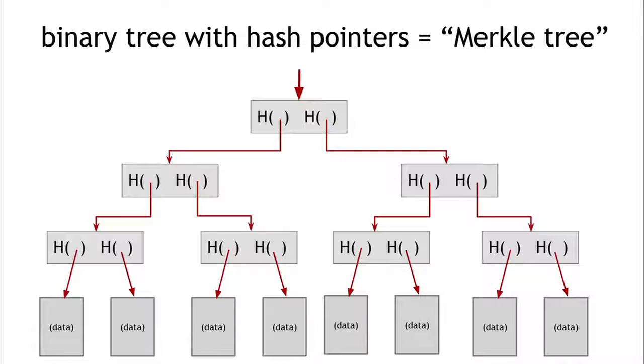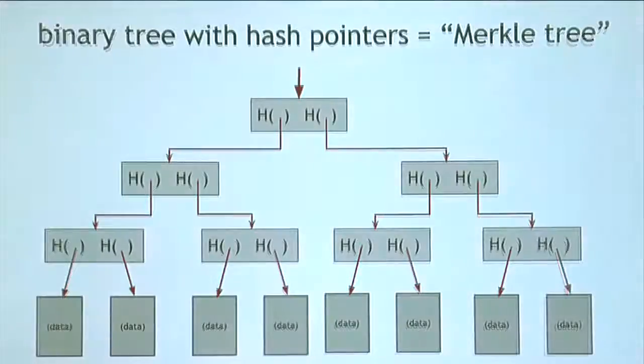Now, another useful data structure that we can build using hash pointers is a binary tree. We can build a binary tree with hash pointers, and this is called, in the jargon, a Merkle tree, after Ralph Merkle, who invented it. And the idea is this. Suppose we have a bunch of data blocks, which we'll draw across the bottom down here.